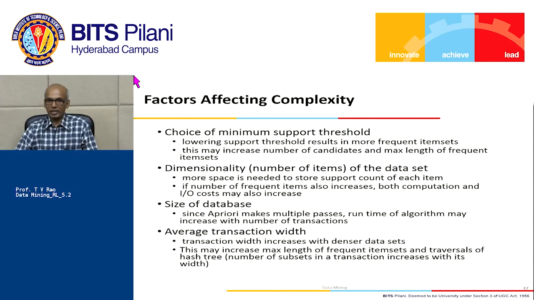And if the size of the database is big, we need to scan the database many times, so the time for the algorithm will increase. And if the average transaction width increases, then that will increase the length of the frequent item set. That means we need to do more traversals of the hash tree. And then as we are finding more and more frequent item sets, we need to keep scanning the database again and again.